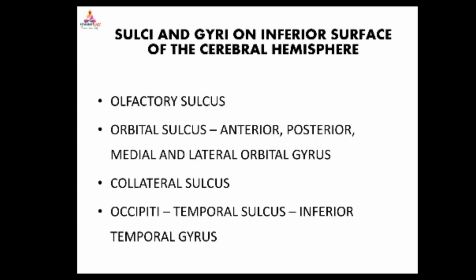Orbital sulcus. It is an irregular H-shaped sulcus and divides the rest of the orbital surface into anterior, posterior, medial and lateral orbital gyri.